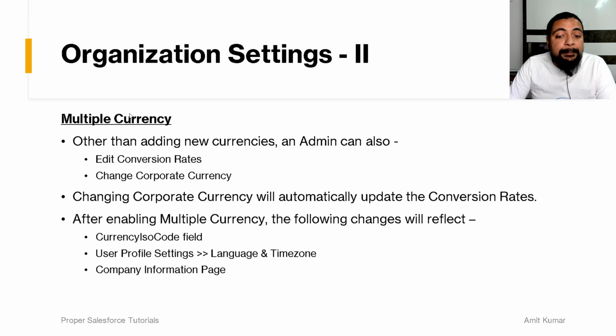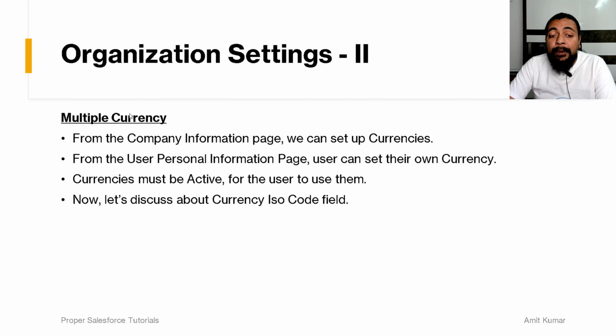After enabling multiple currency, the following changes will reflect in the org. You will find a currency ISO code field in all the objects which are having any type of currency over there. User can select their own currency by going to the profile setting from the language and time zone option. And on the company information page, you will find a currency setup button from where you can set up your own multiple currencies. Now, let's discuss about currency ISO code field.